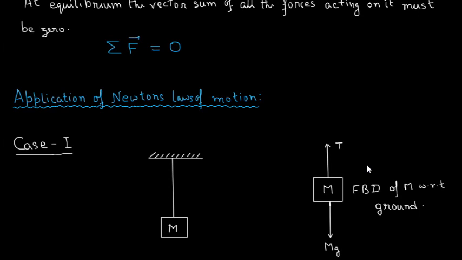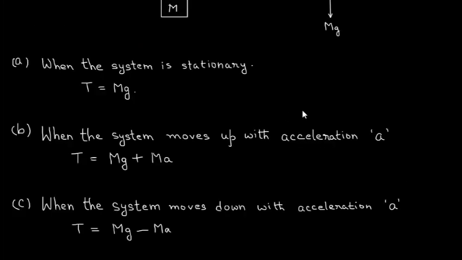Application of Newton's laws of motion. Case 1. If a mass is hanging from the ceiling, then by the free body diagram we can write T, the tension of the string, is acting upward and weight mg is acting downward. A. When the system is stationary, then T is equal to mg. B. When the system moves up with acceleration a, then T is equal to mg plus ma. C. When the system moves downward with acceleration a, then T is equal to mg minus ma.